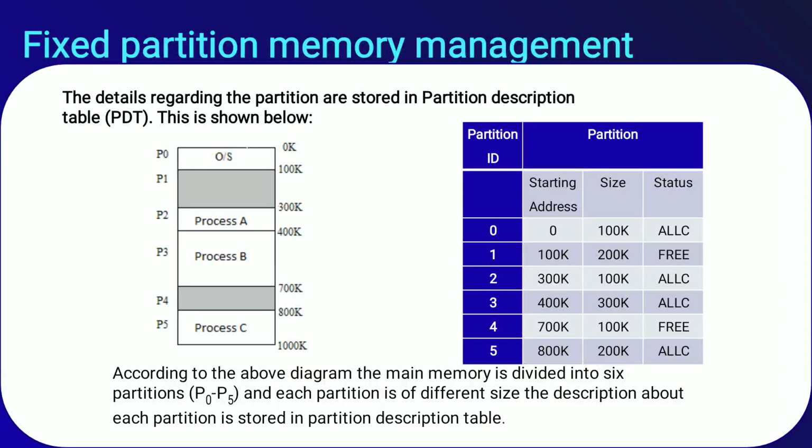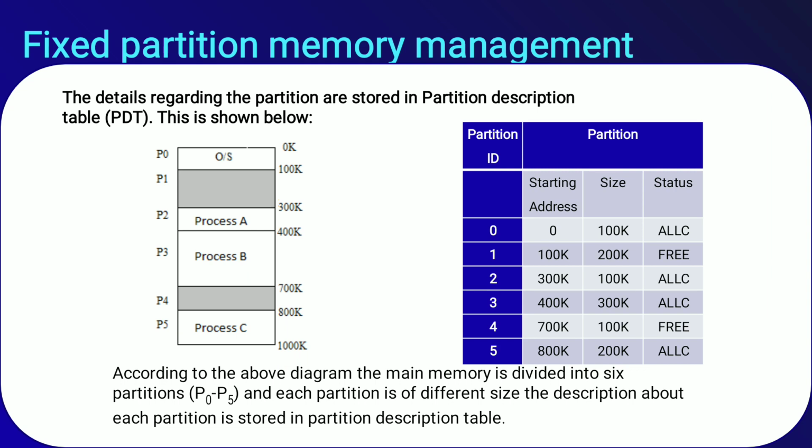The partition description table stores information about the memory which is allocated and the memory space which is not allocated. It gives information about the partition ID, partition starting address, size of the partition and status of the partition. The status represents whether the specific memory space is allocated or free.